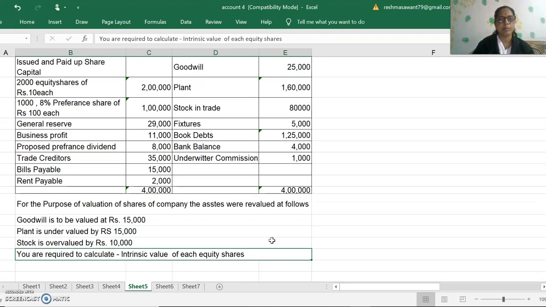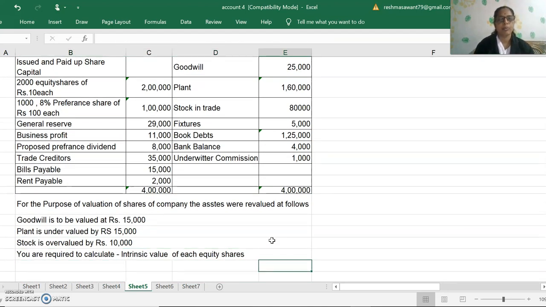Now we discuss some adjustments. For the purpose of valuation of shares of the company, the assets were revalued as follows. Goodwill is valued at rupees 15,000. Plant is undervalued by rupees 15,000 and stock is overvalued by rupees 10,000. You are required to calculate the intrinsic value of each equity share.